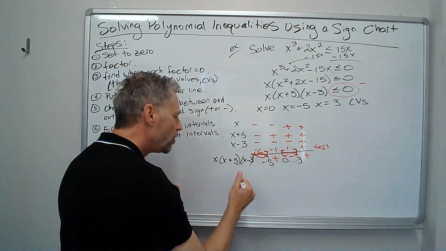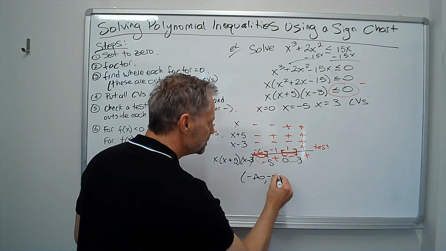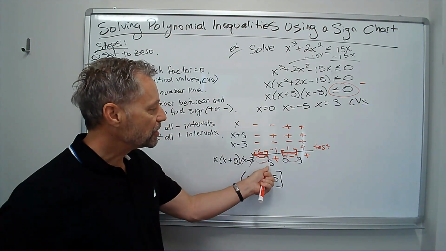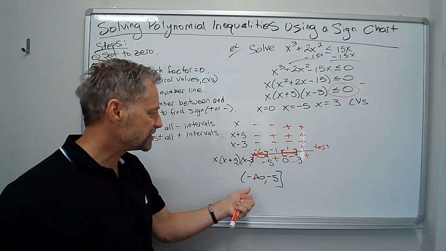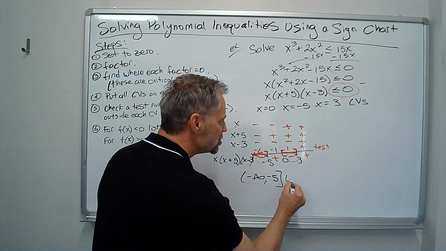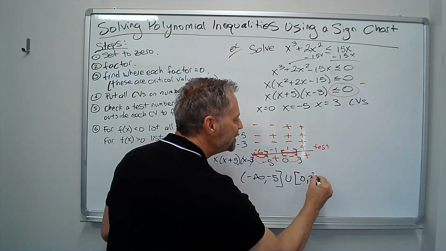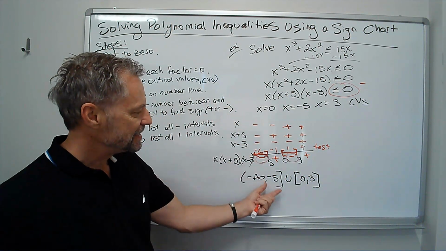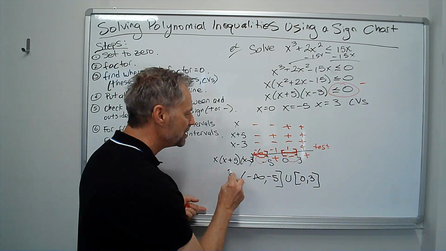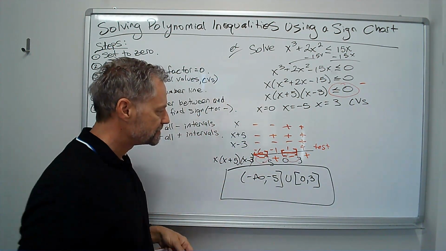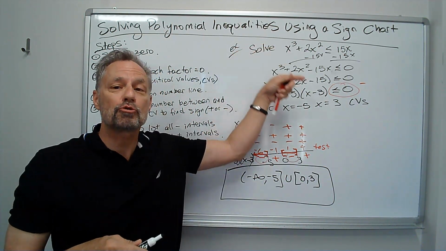So I'm going to go from negative infinity all the way to negative 5. Remember, list your critical value, because that's where it was equal to 0. So I include negative 5, and then union 0 to 3. Don't plug in your test numbers in your answer. Plug in your critical values. Some students mess that up, but it's an easy fix. All right, so that's the idea. Hope that helps.